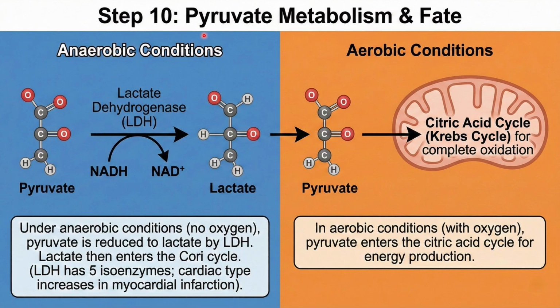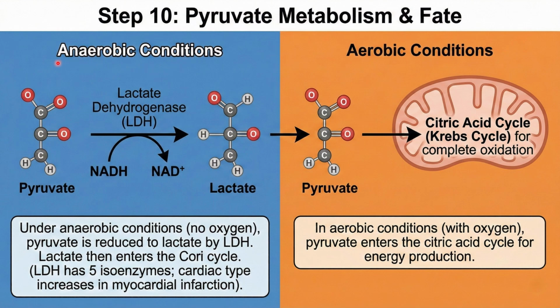So some textbooks mention this as the step 10, where the fate of the pyruvate is decided. And some textbooks just don't involve it as the step 10. So let's assume it as a step 10 and consider the fate of the pyruvate metabolism also as one of the steps. So what happens is it is dependent on the presence or absence of oxygen.